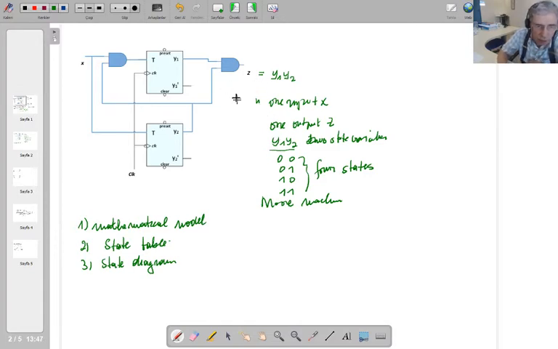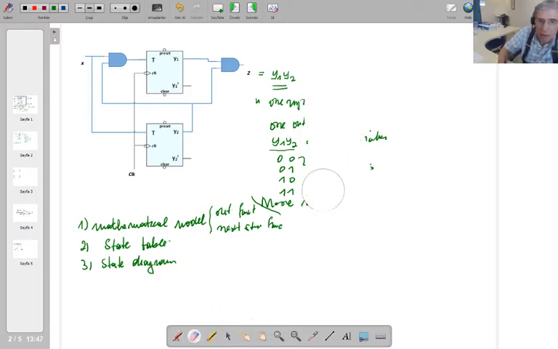So the mathematical model has got output functions and next state functions that we're going to write. So the output function is this. Since it is just one, it is this. We finished that. So the next is to find out, let me clear this area a bit, the next state functions. There are two of them. One of them is y1, the other one is y2.